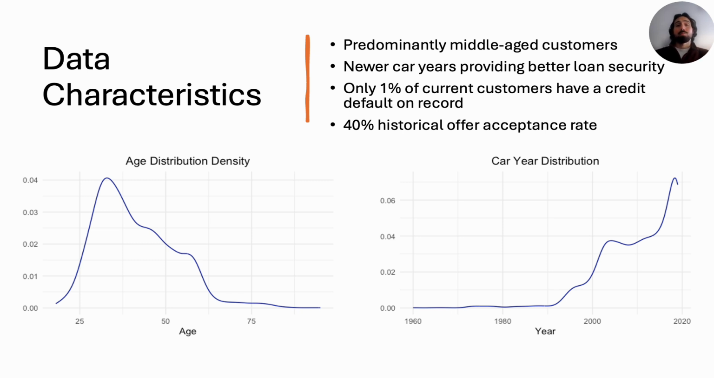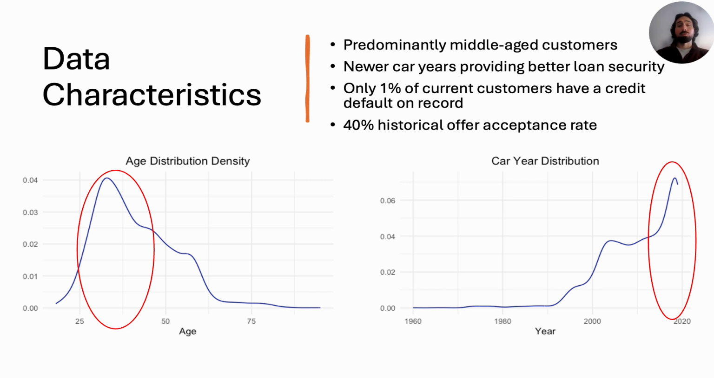Here are a few high-level characteristics that were included in our sample data. As you can see, most of our customers fall in the middle age category, with the highest group in their 30s. We also looked at the overall distribution of car years for current customers and found that most cars were relatively new, with the majority purchased in the last 5 years. This was something we kept in mind when checking the predictions of our model, since the new line of credit will be backed by the customer's used car.